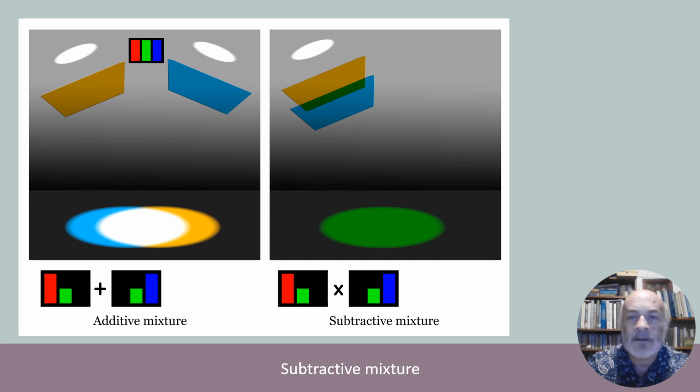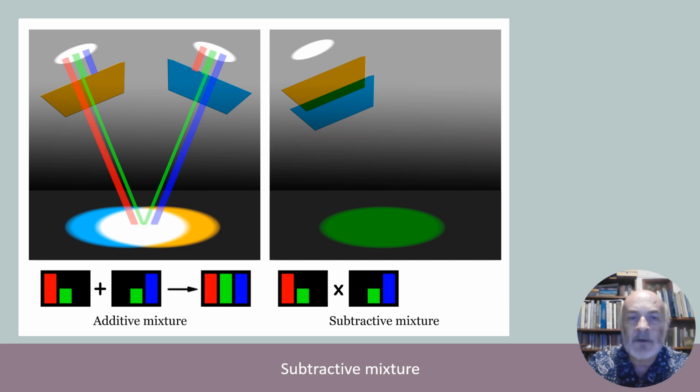If we mix light beams that have passed separately through these two filters, the mixture will have the same wavelength balance as the original spotlights and so will appear white. This is an example of additive mixture of lights.